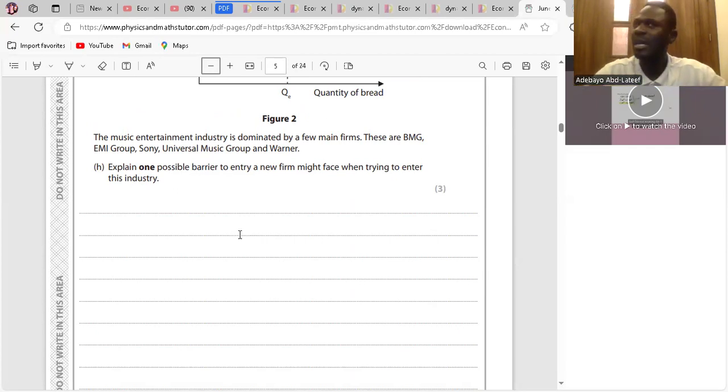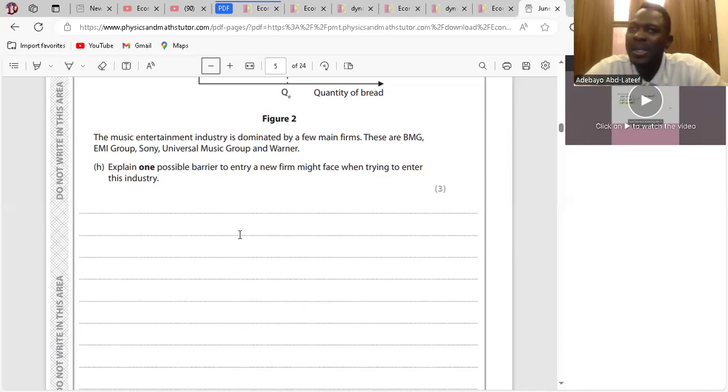So when we talk about barriers, there are other barriers like economies of scale, but I choose advertisement cost. And for advertisement cost, look at these firms. These firms are large. Warner, BMG, Sony, they are large firms. They are well established. So a new firm coming to compete with them would need to spend so much on publicity, advertisement. And it's not easy for a new firm.